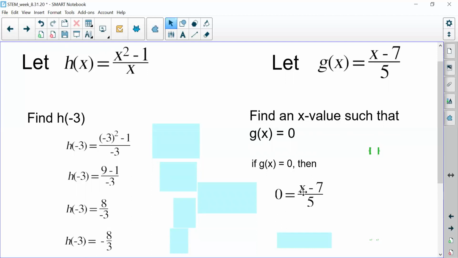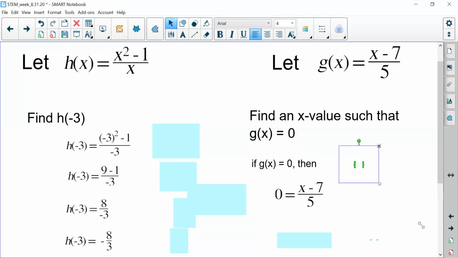What started the chain reaction? What was the domain that resulted in 0? And we use algebra to solve. How would you solve for x here? First, get rid of this pesky 5. This x minus 7 is being divided by 5. So the undoing of division is multiplication. So we're going to multiply by 5.